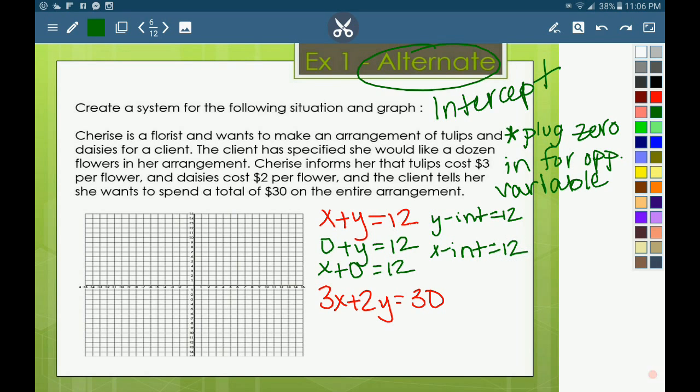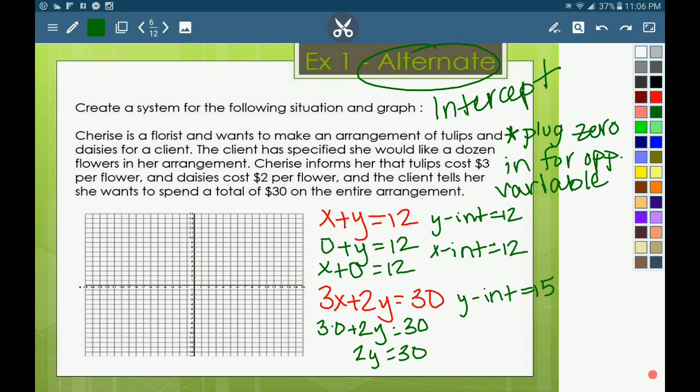The intercepts are not always going to match each other like that. For instance, in the second equation, if we were to plug 0 in for x, we get 3 times 0 plus 2y is equal to 30. Well, 3 times 0 is 0, so we just have 2y is equal to 30. Well, 2 times what is equal to 30? 15. So the y-intercept here is equal to 15.